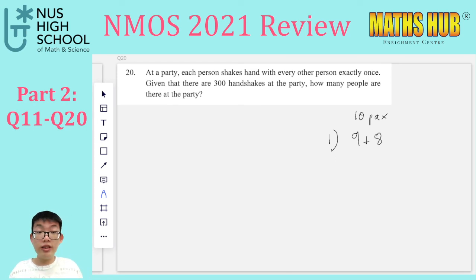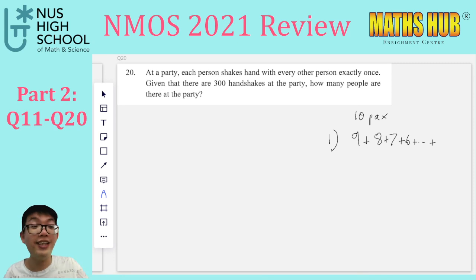Now we go to person 3 and say, okay, shake hands with everyone except person 1 and 2, because they have already come to shake hands with you. So now there's 1 less again, so it is plus 7, and then plus 6 all the way down until person 9 just goes to shake hands with person 10. Person 10 says, oh, everyone came to me, so I don't need to shake hands with anybody.